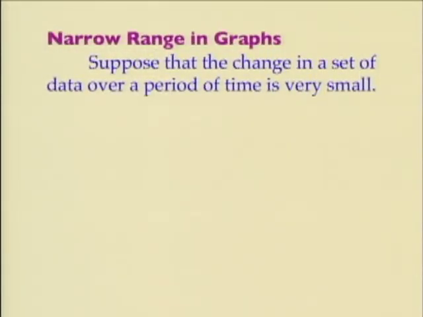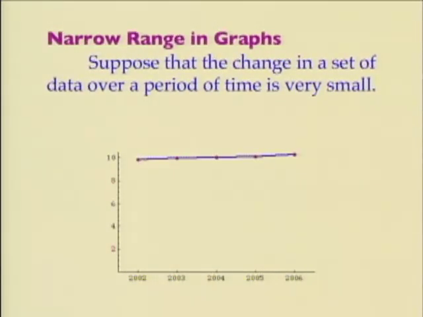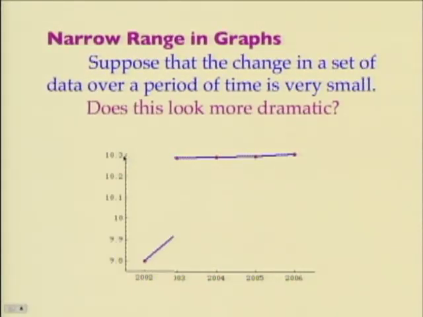One trick that people can use to mislead you is they can use a narrow range in graphs. Now, suppose you have a data set where the change over a period of time is very small, and I'll just flash up some data where that's basically flat. From 2002 to 2006, there's not much change there. Well, watch what happens, I'm going from 0 to 10 along the y-axis here. Watch what happens when I change the range on that axis. If I change it from 9.8 to 10.3, then all of a sudden it looks like it's increasing dramatically.